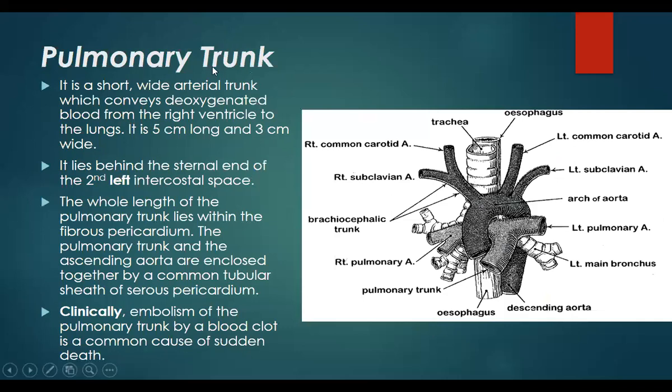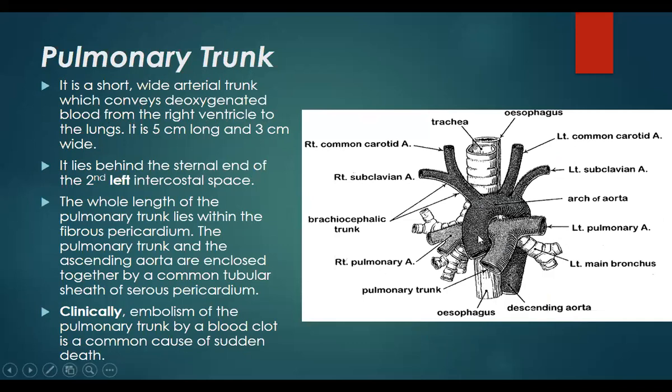Okay, so pulmonary trunk. Here you can see the same pulmonary trunk. Here will be the heart. It has been removed so that you can better appreciate the pulmonary trunk and its two branches, the right and the left pulmonary artery. The pulmonary trunk is a short, wide arterial trunk, so that way it is called a trunk, which conveys deoxygenated blood. Even though it is an artery, it carries the deoxygenated blood from the right ventricle to the lung.